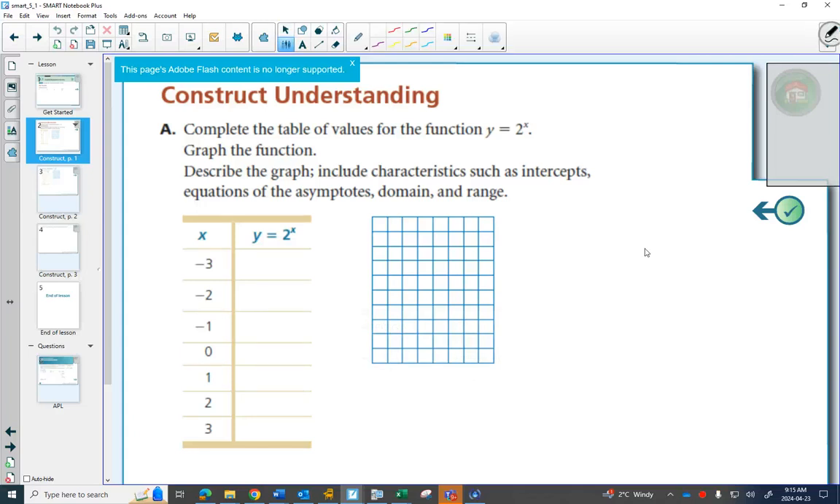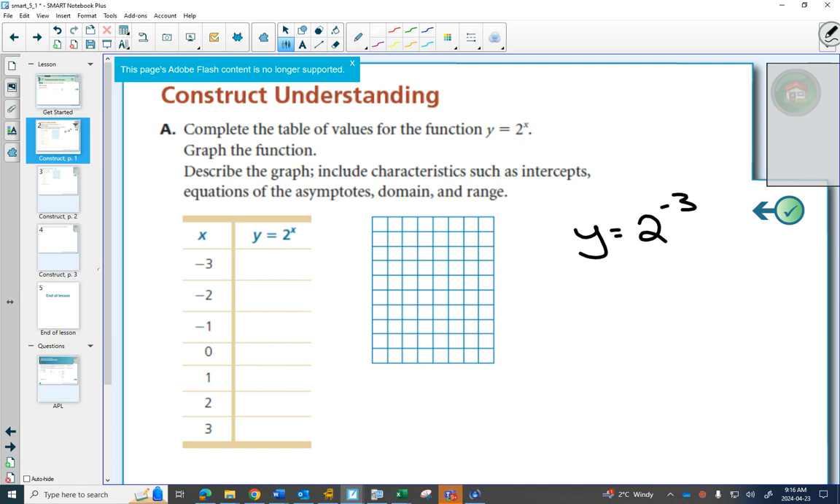In 5.1, we are going to get introduced to the graphs of exponential functions. We're going to start with the table of values. And you have to remember some of your exponent rules from grade 9. What does the negative exponent rule do?